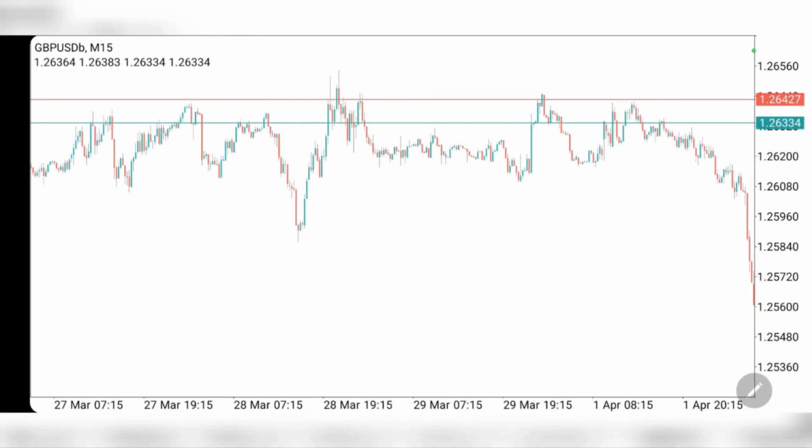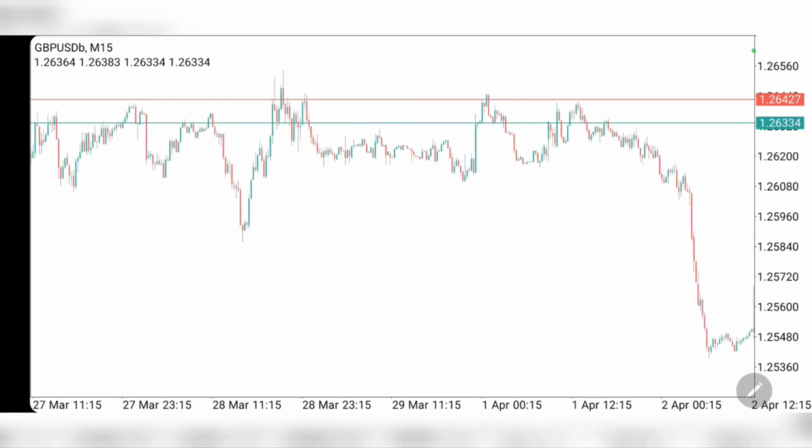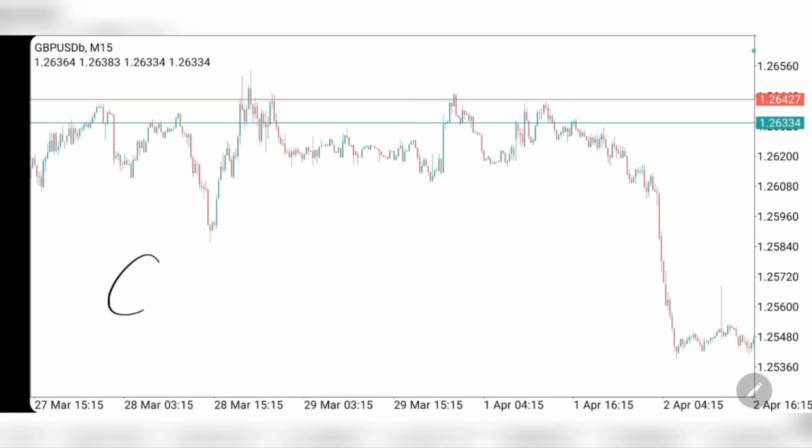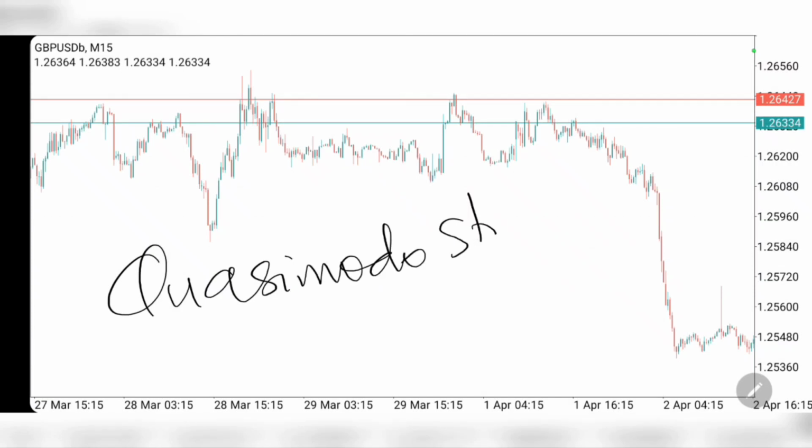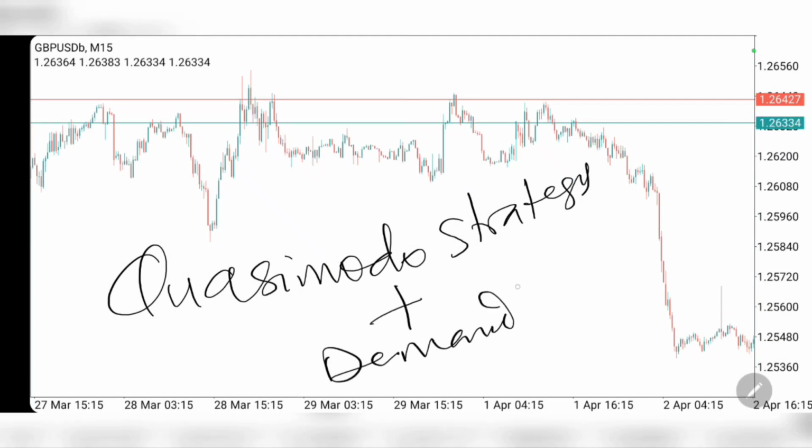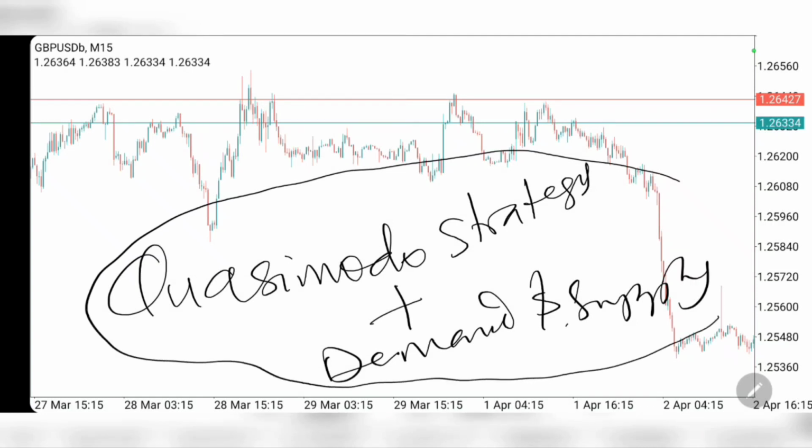But I'm looking at teaching you how you can have an increased win rate when you are trading the Quasimodo. So the Advanced Quasimodo principle is actually hinged on combining this Quasimodo strategy with the demand and supply strategy. When you trade the combo of these strategies, you are going to have a higher win rate.